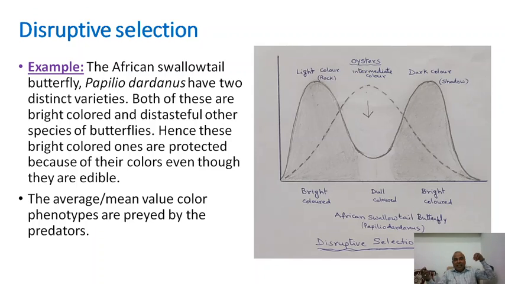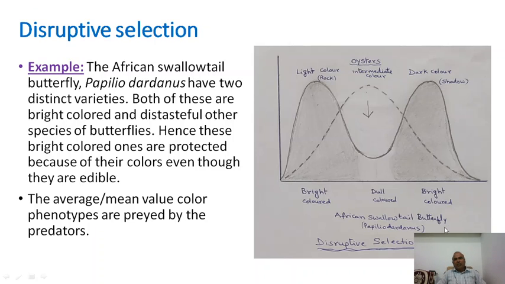Okay, the predator birds did not prefer the bright colored butterflies because some other species of bright colored butterflies were distasteful. That's why these are also protected. It's a kind of mimicry. So those butterflies which have an intermediate color, a dull color, let us say, are preferred by the predators, hence their number decreased. So the average value here is not preferred, extreme values are preferred.